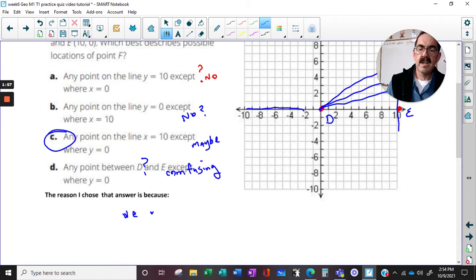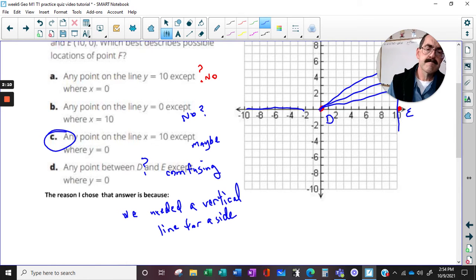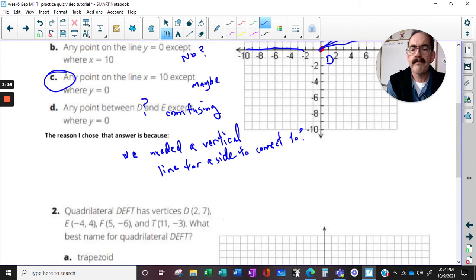We needed a vertical line for a side to connect to. Question mark? Alright.